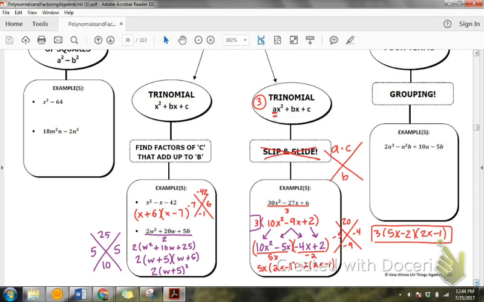Okay, what about grouping? How many terms are there with grouping? 4 terms. So put a big 4 right there and circle it. That's when you have 4 terms. You know how to do this. Group the first 2 together, group the second 2 together, and pull things out. Go ahead and do this example.